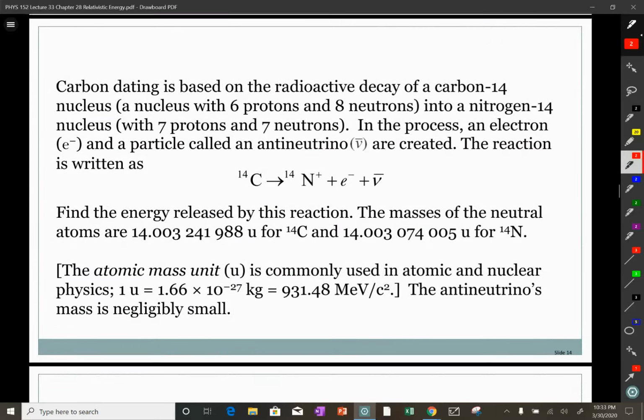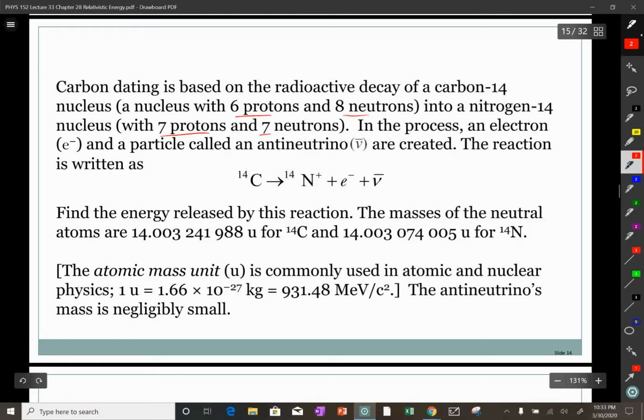Another problem for us. Carbon dating is based on the radioactive decay of a carbon-14 nucleus, that is 6 protons and 8 neutrons, into a nitrogen-14 nucleus, that's 7 protons and 7 neutrons. In the process, an electron and a particle called an antineutrino are created. The reaction is written as shown here. So we put up here in the superscript the number of things in the nucleus. I did not write these because C means that it has 6 protons, N means that it has 7 protons. So that's how those are written.